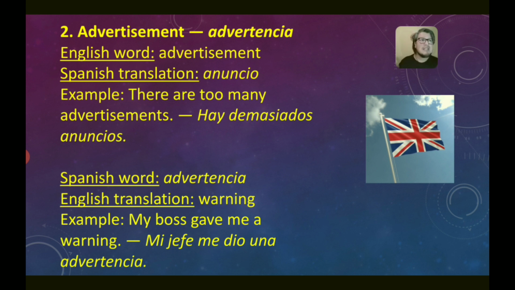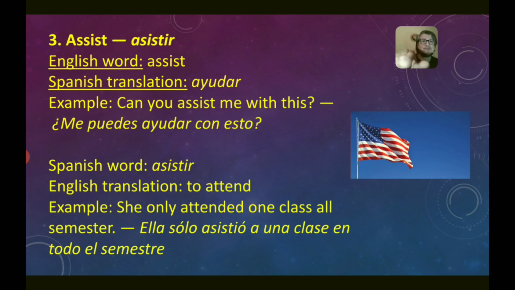Advertisement. Many people think that it's advertencia. No. Advertisement is anuncio. There are too many advertisements here around. And the word advertencia in English is warning. My boss gave me a warning. Wow. So advertisement is not advertencia. It's anuncio. And advertencia in Spanish, in English, would be warning. Okay, perfect. Let's go to number 3.